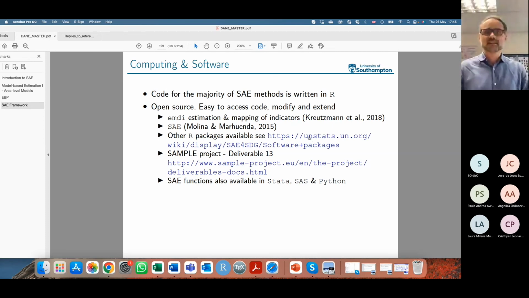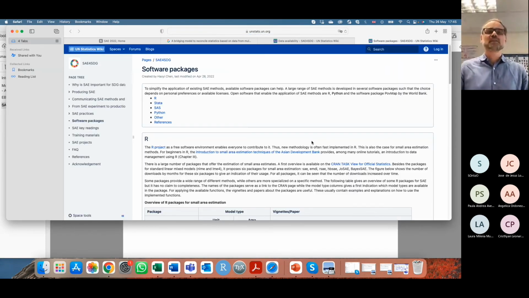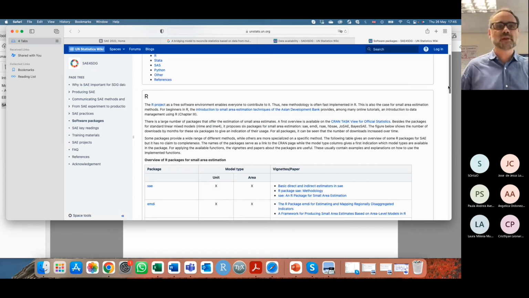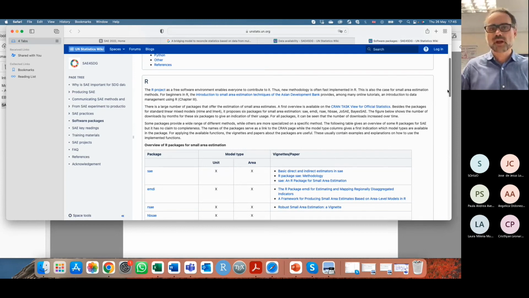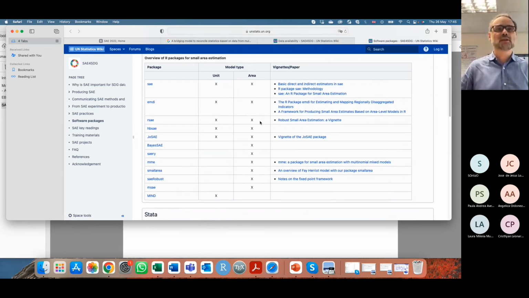So if I click again this link, this will take me to the United Nations web page. Again, there is a section of software packages. And you can see here that you have packages in R, in Stata, in SAS, in Python, and so on. R will have most of the things, but there will be other computer software that you can use as well. And down here you have a list of packages. So you have the sae package that can do both unit level and area level models. You have the emdi package that can do both area level and unit level models, and descriptions about the vignettes that you have.